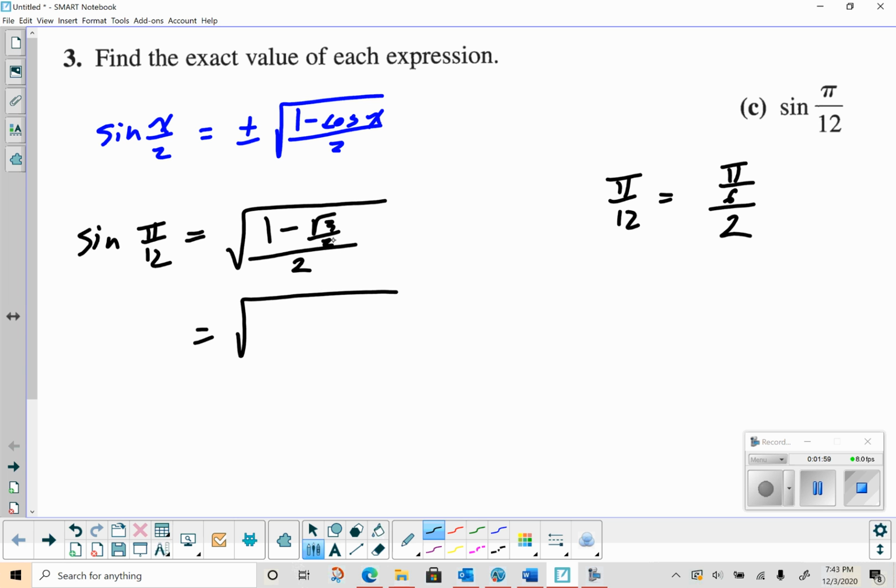So since I already have a denominator of 2, I'm going to convert everything so it has a common denominator, and get rid of that. So 1 is 2 over 2 minus square root of 3 over 2, and then 2 over 1 would be 4 over 2. I can simplify numerator and denominator independently.